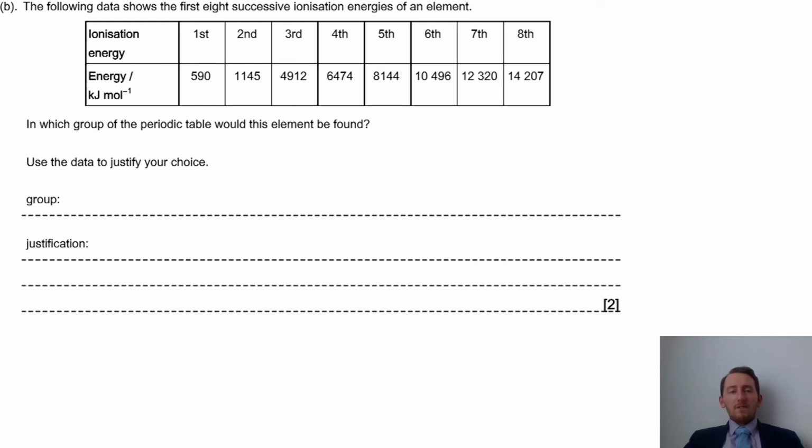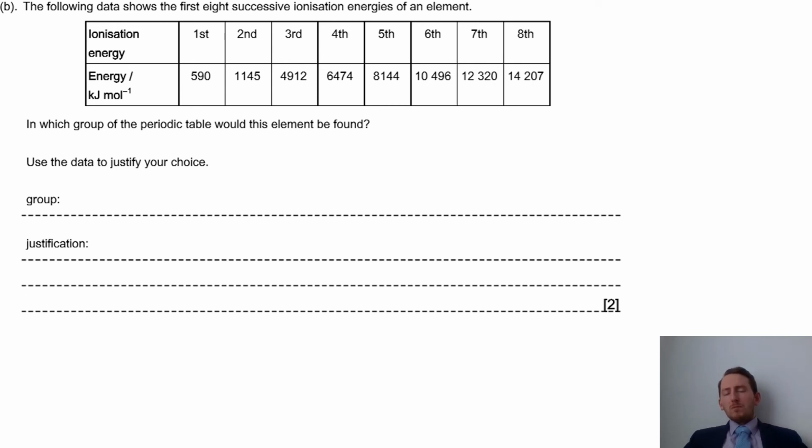Okay, and here we have the final question. We're given some successive ionization energy values. We're asked to say what group it's in and then give a justification. Now, when you're looking at these values, you're looking at the differences, looking for any big jumps, because that signifies a new energy level or shell. So if I look at the 3rd to the 4th and 4th to the 5th and so on, I can see that roughly the increase is about 2,000, maybe a bit less, maybe a bit more in places.